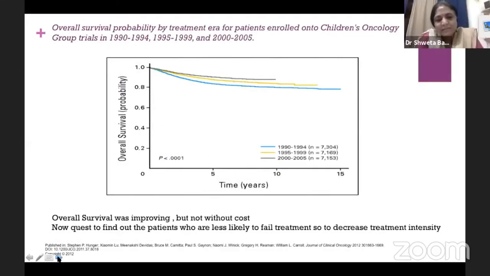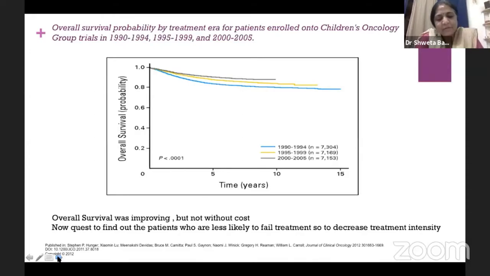And when they checked how the patients are doing over the different time periods, they found that survival is improving over time. And this may be not because of improvement in the treatment regimens, but maybe because of the improvement in supportive care. But one thing they realized is that the patients who are surviving are coming back with a lot of late side effects, mainly cardiomyopathy, secondary cancer, brain tumors, and other psychosocial effects.